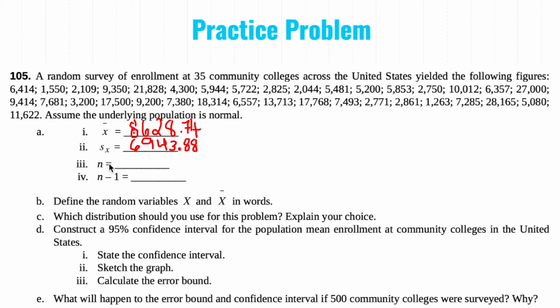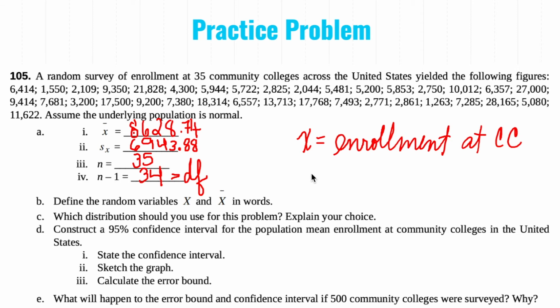So what was our n? That's the number in our sample, so that's 35. Now what is n minus 1? That's 35 minus 1, so that's 34, which equals our degrees of freedom that we're going to use with our t-distribution. Now it asks us to define the variables x and x-bar in words. So we know that x is the enrollment at community colleges. We know that x-bar is the sampling distribution of the means.